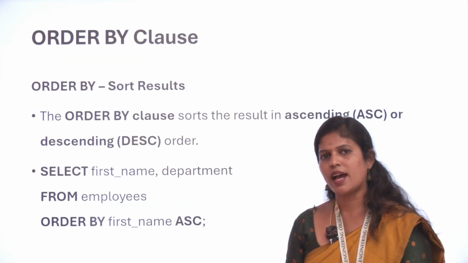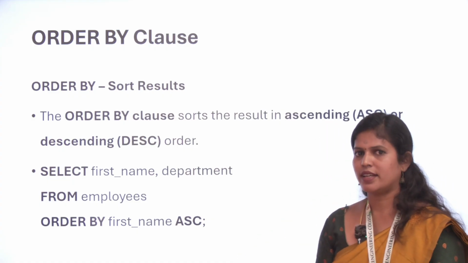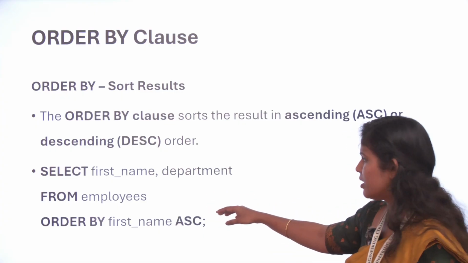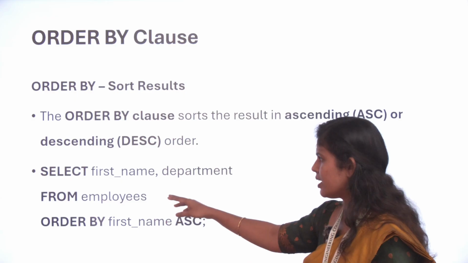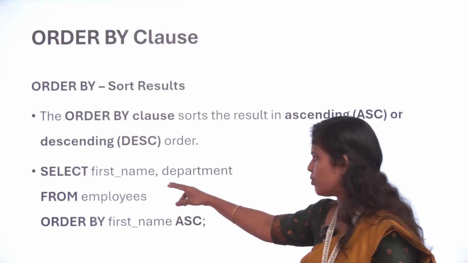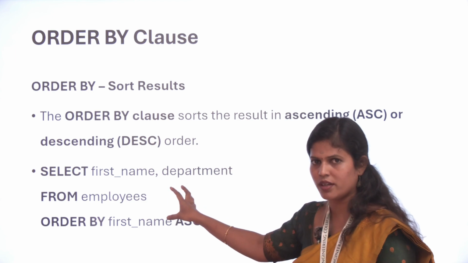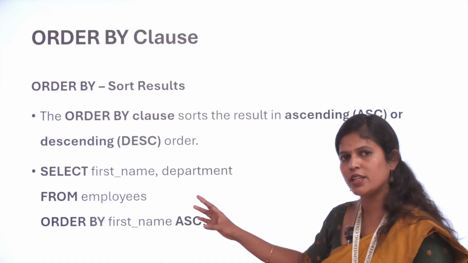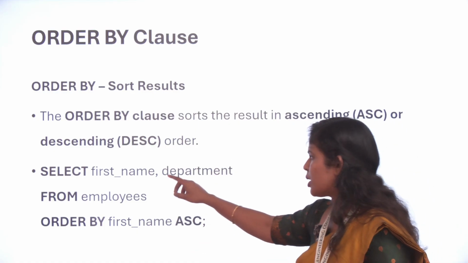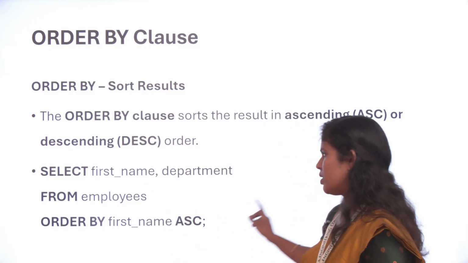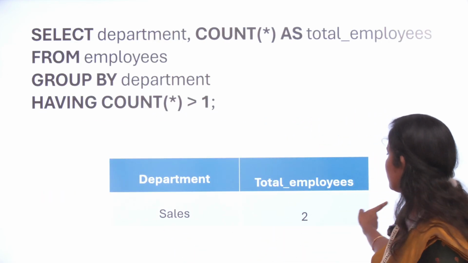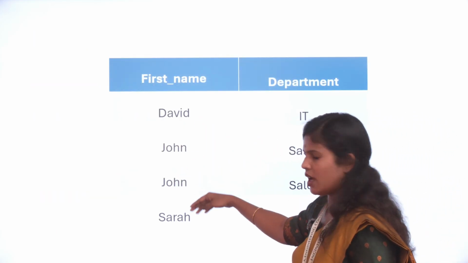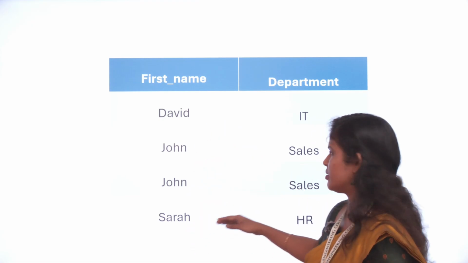The ORDER BY clause helps you sort your data in ascending or descending order. This is an example for that. We want to retrieve the first name and department from the employee table, and the result should be displayed in ascending order. That means your first name should be displayed in ascending order. You can see here now it is displayed in ascending order.